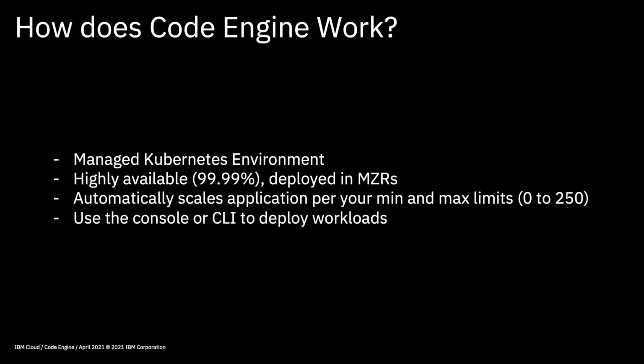Now, because they are in MZRs, that means the underlying service is deployed across 3 zones or data centers. So it's kind of like deploying a workload into a multi-zone cluster. So if one of the zones fails, and that happens to be the zone in which your particular workload is running, then the service will automatically redeploy your workload in one of the remaining zones, and that provides 99.99% availability, which is pretty good.